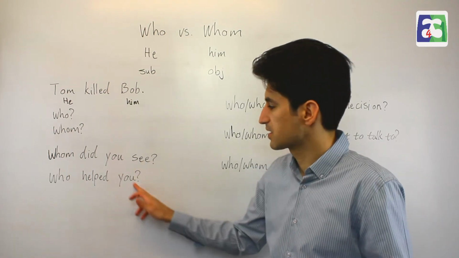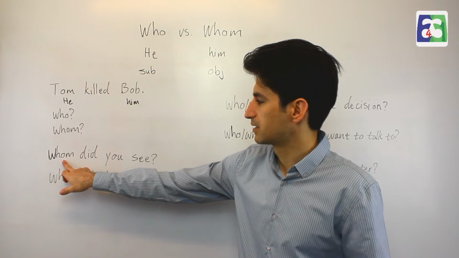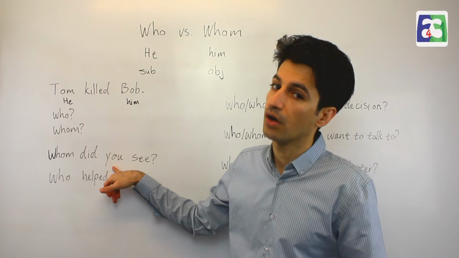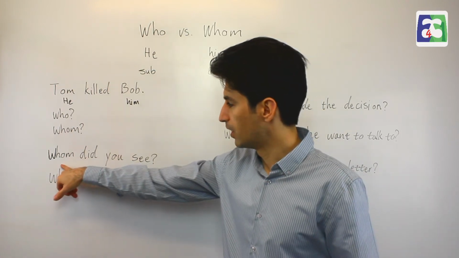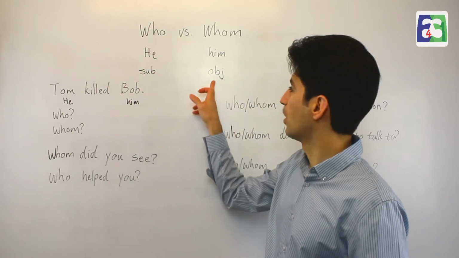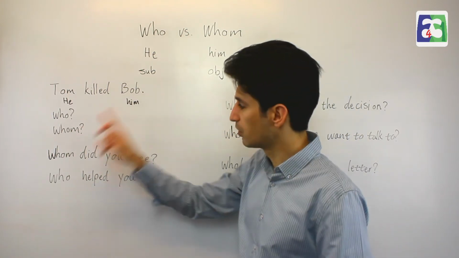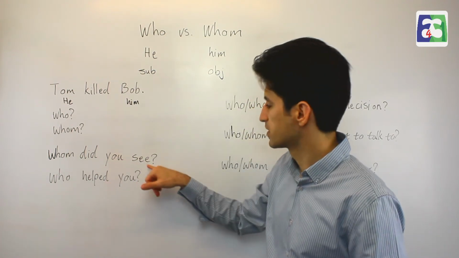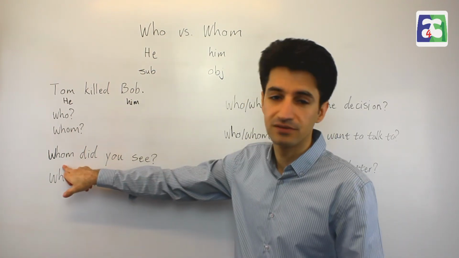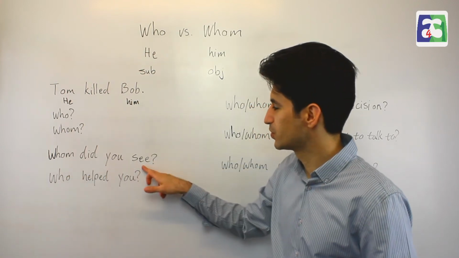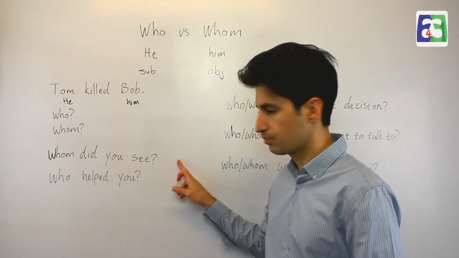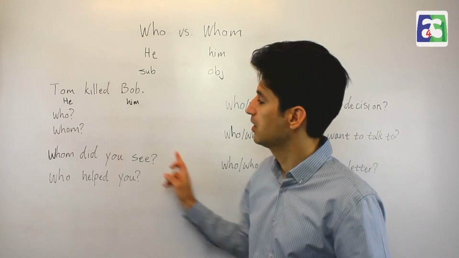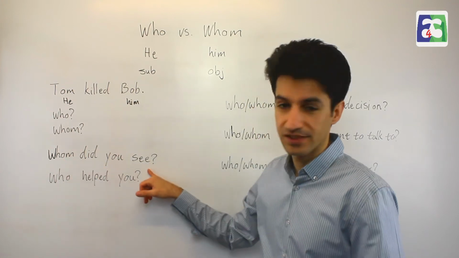So you is always the same. But looking at the one that is missing, I can understand if this is the subject of the sentence or the object of the sentence. Whom is asking about the object of the sentence. So object. So this one is the doer of the action. You see somebody, and who is that? Whom did you see? Okay, so you saw somebody and I want to know who that person is. Then I say, whom did you see?